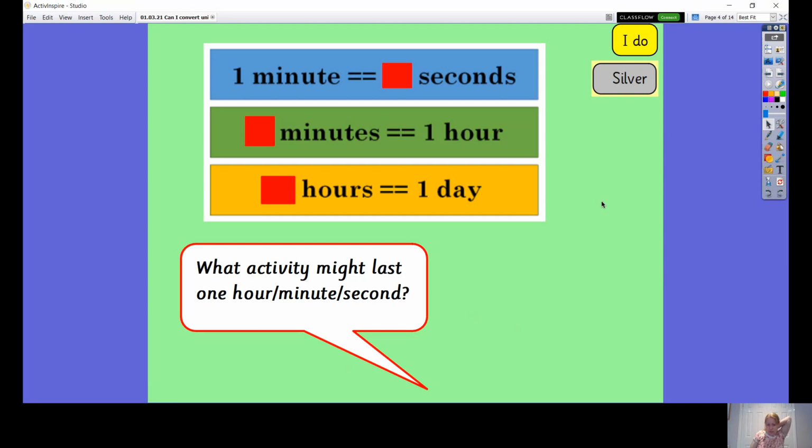So this hopefully shouldn't be too tricky for us. It's just a case of remembering a few things in this lesson today. 1 minute equals how many seconds? How many minutes make an hour, and how many hours make a day? So just pause quickly and see if you can fill those in, and also have a think about which activities might last 1 hour, 1 minute, 1 second. Off you go.